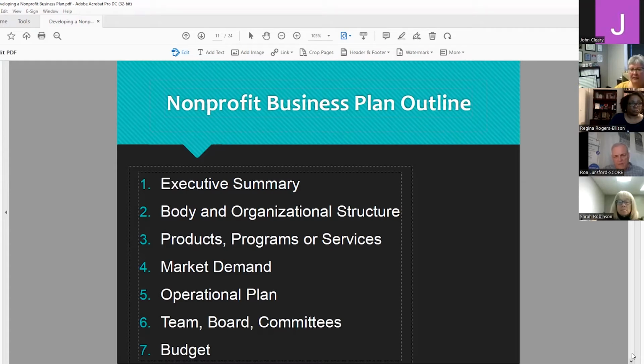This plan is not going to be like a 35-page plan. When I went to school many years ago and learned about developing a business plan, it was supposed to be like 35 or 50 pages. We don't write business plans that long anymore. So we'll want to write this well, but keep it brief.